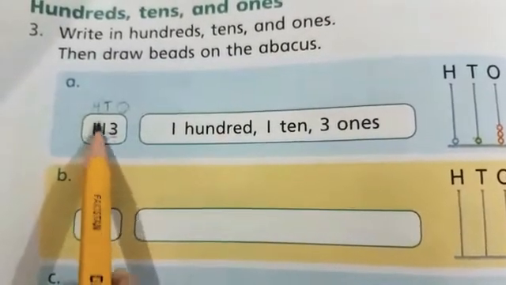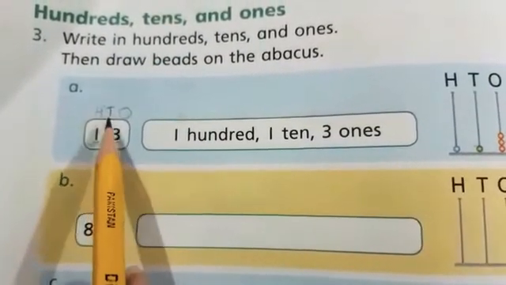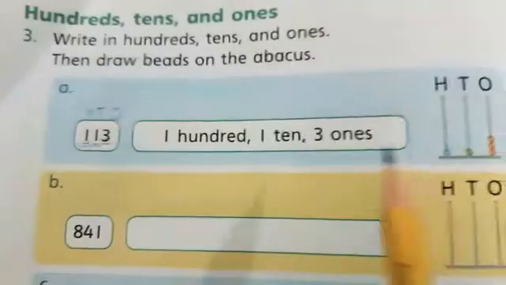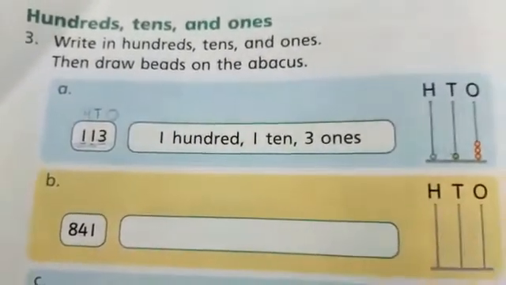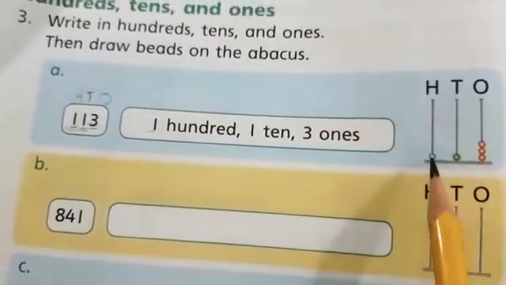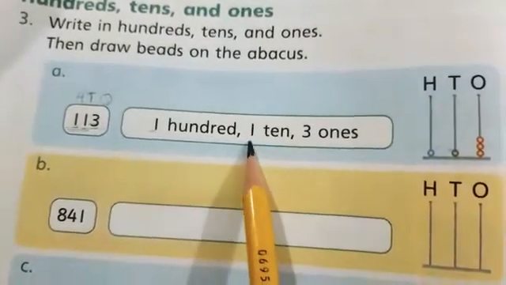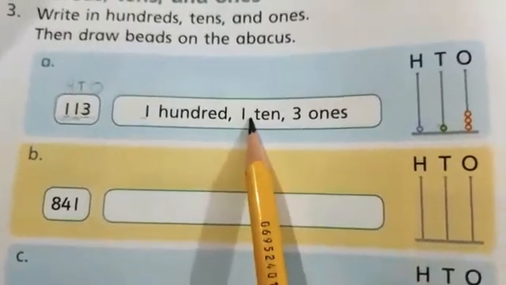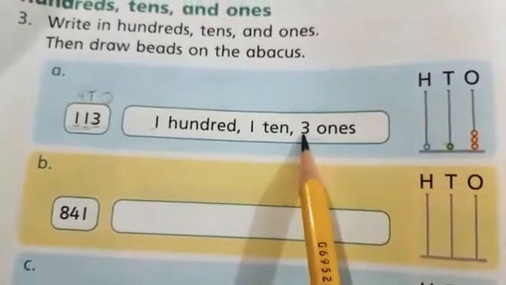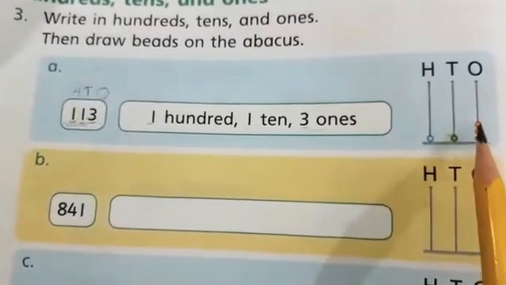So the place value of 1 is 100. Place value of 1 is tens. Place value of 3 is ones. And on abacus, how many hundreds are there? Only 100. So the one bead is on hundreds place. How many tens are there? 1 ten. So in tens there is only one bead. And how many ones are there? 3 ones. So 3 beads in ones place.